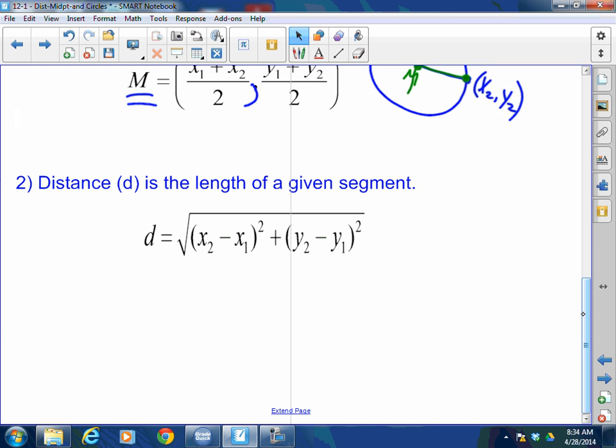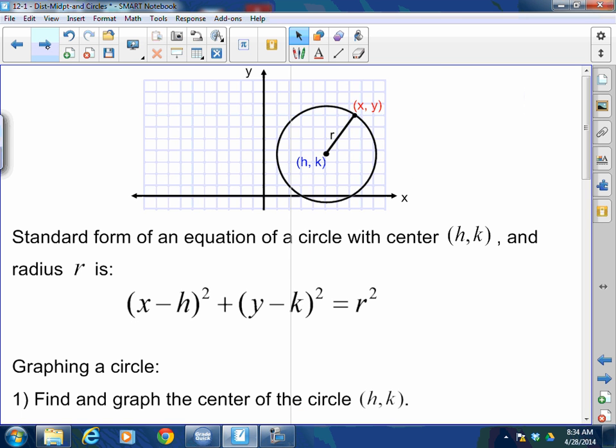Or you could find the center and then find the distance from the center to the point on the circle. Distance d equals the square root of (x2 minus x1) squared plus (y2 minus y1) squared. And this gives you a distance. Okay? Everyone with me so far? Easy formulas, right? Okay. Let's get to the fun part.